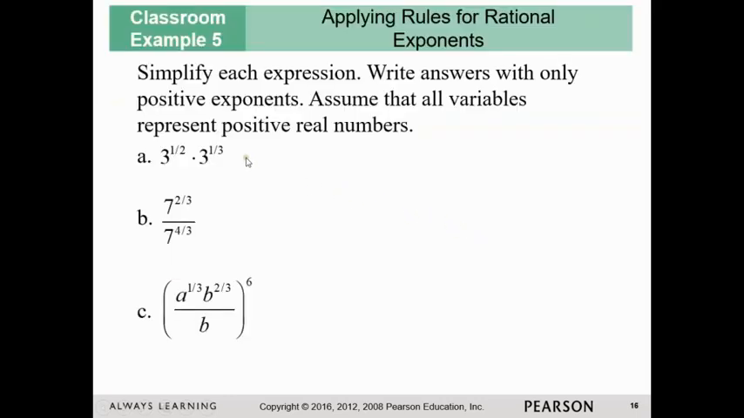So here we are. We have like bases here, so we're going to simplify each one of these expressions. As always, we write using only positive exponents. What we have here is 3 to the 1/2 times 3 to the 1/3. We have like bases, so we're going to apply the product rule. So we're going to do 3 to the 1/2 plus 1/3. Now when we add fractions, remember, we've got to find a common denominator. So 1/2 becomes 3/6, and 1/3 becomes 2/6. We add those up, and we get 3 to the 5/6.